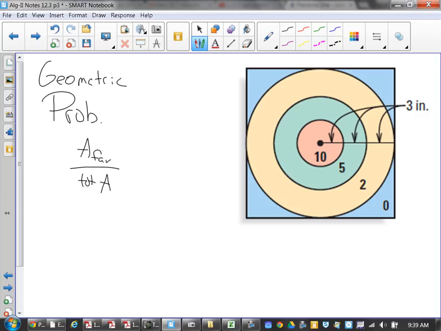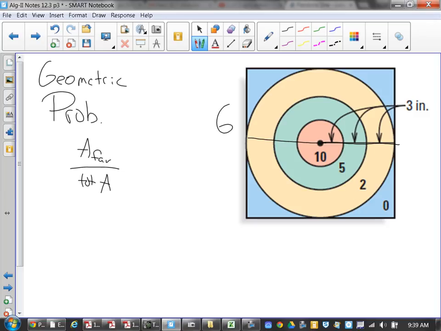Now, the total area is the easy one, because what's the biggest shape here? Square. It's a square. What's the side length of the square? 18. It's going to be 6. Take a look. Because this is going all the way out here, which means it would be going all the way out here, which gives you a side length of 6.